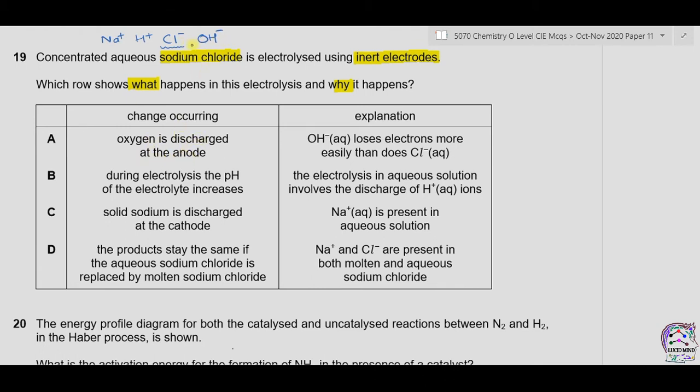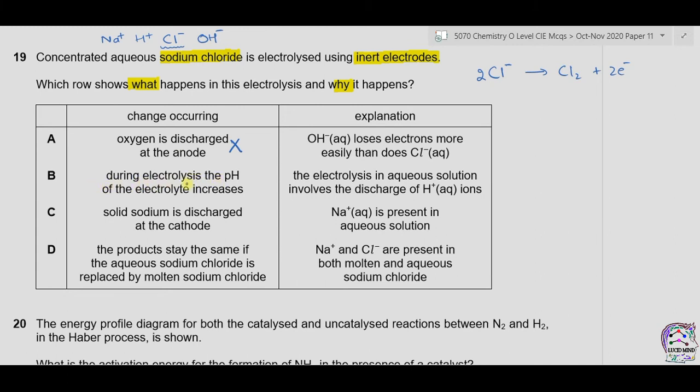Now anions move towards anode, and among Cl negative and OH negative, Cl negative will convert into chlorine gas by losing electrons. This is because the concentration of Cl negative is greater than OH negative. So oxygen is not discharged, actually chlorine is formed. So A is incorrect.